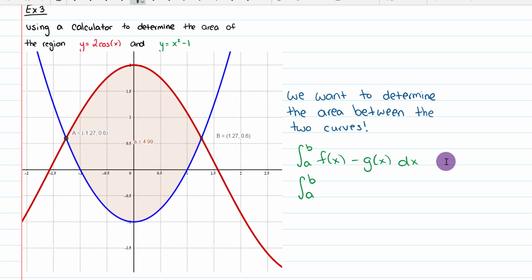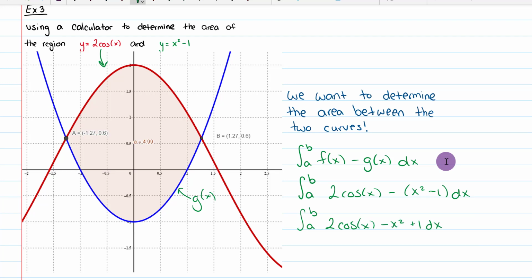I know my top function right here is 2 cosine of x minus g of x, which is right here. This is our g of x function, which is x squared minus 1 dx. And make sure you don't forget the parentheses, otherwise it will come out wrong. So this is a, this is b, 2 cosine of x minus x squared plus 1 dx. Alright, now let's talk about how to get this on your calculator.